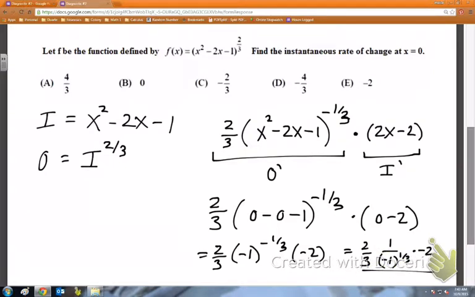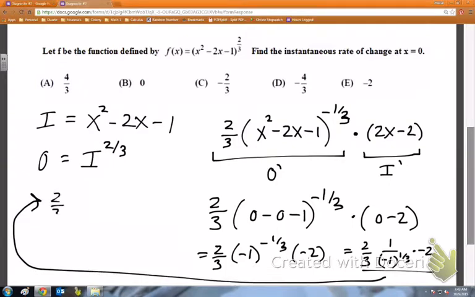And I'm just going to rewrite this over here so I have a little more room. So I have 2/3 times negative 1 times negative 2, which is 2/3 times 2, which is 4/3. So the answer is A.